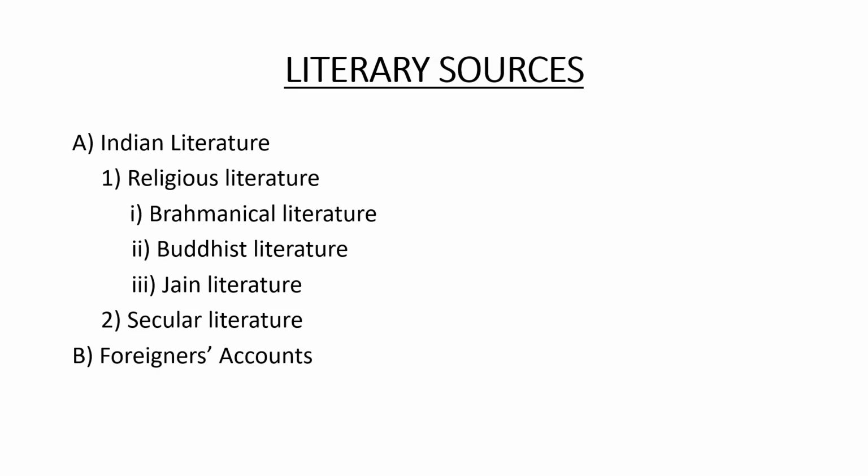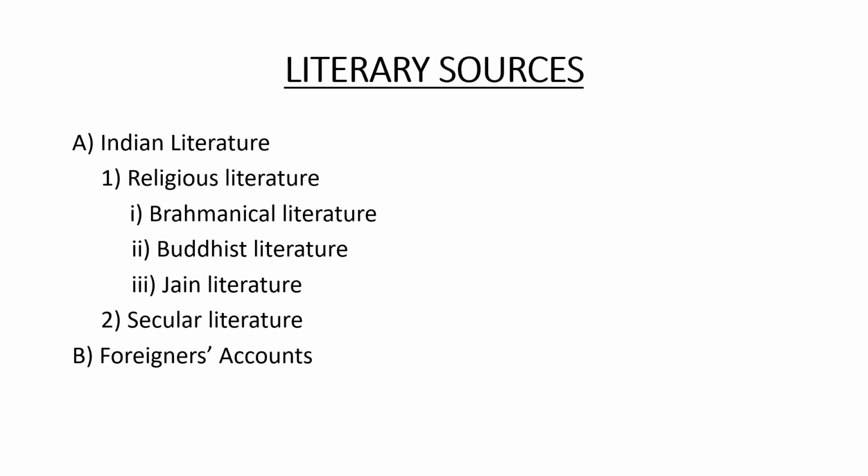So, when we talk about the literary sources, they are broadly divided into two parts. The first one is Indian literature, and the second one is what we call the foreigners' accounts. Now, there are a number of classifications and bifurcations into the Indian literature as well. It consists of religious literature on the one hand and secular or non-religious literature on the other. Now, the religious literature is again classified into Brahmanical literature, Buddhist literature, and Jain literature, which are religious texts which give information about the then social, political, economic, cultural, religious situation.